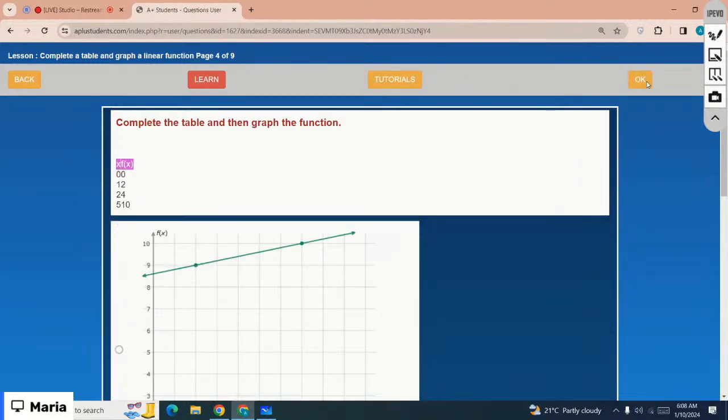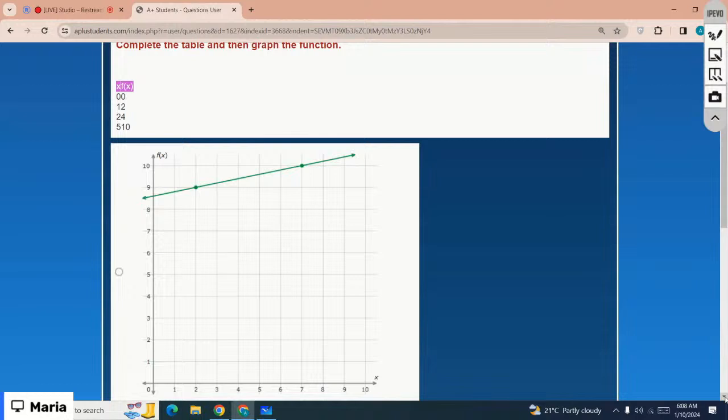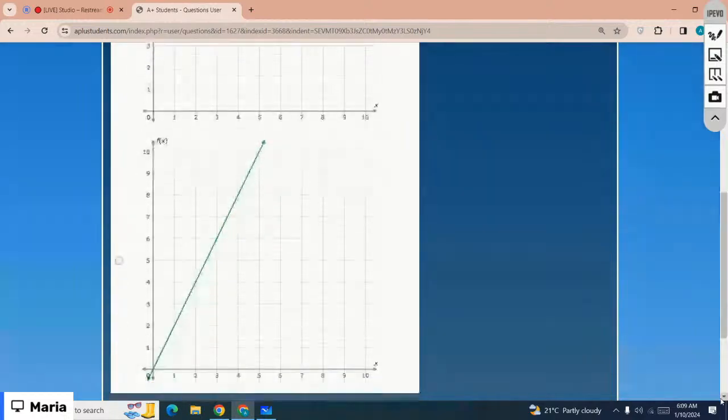Complete the table and then graph the function. Okay, 0, 0, 1, 2, 2, 4, and 5, 10. 0, 0 means when x is 0, y is 0. That means the graph is passing through the origin, right? So option number 1 is not the correct option because this graph is not passing through the origin, right?